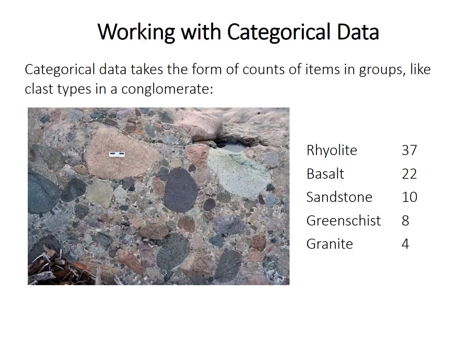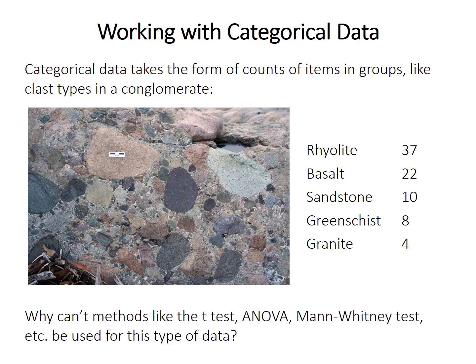So here's a hypothetical example where we have counts of rock types found in a conglomerate. So why can't we just use a t-test to determine if there's more rhyolite in this conglomerate than in another conglomerate? Well, the first problem is that we only have a single value. We know there's 37 rhyolites, but we don't have a mean or a standard deviation. We don't know how variable the rhyolite count might be.